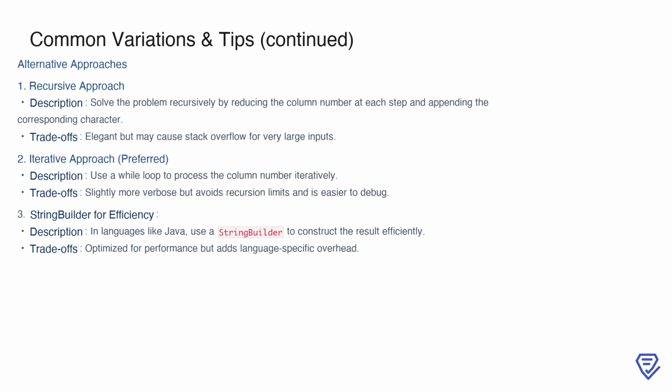Using a while loop, you can process the column number iteratively, which makes the solution more robust. Additionally, in languages like Java, a string builder can be used to construct the result efficiently. This is particularly useful when dealing with large strings, as it optimizes performance by avoiding repeated string concatenations. However, keep in mind that this adds some language-specific complexity. Overall, the choice of approach depends on balancing elegance, performance, and the constraints of the specific problem you're tackling.